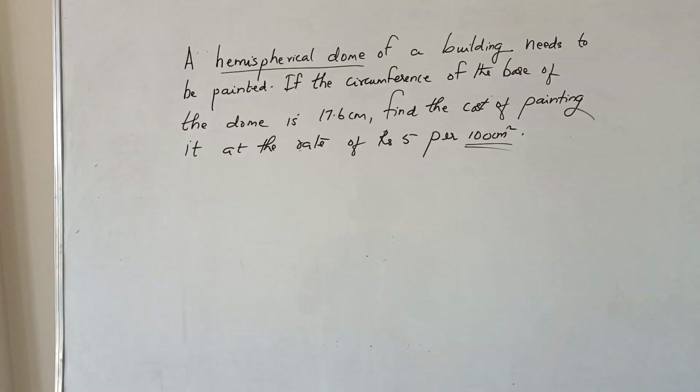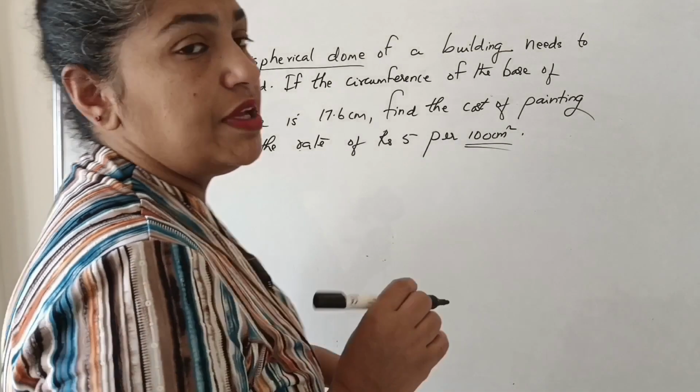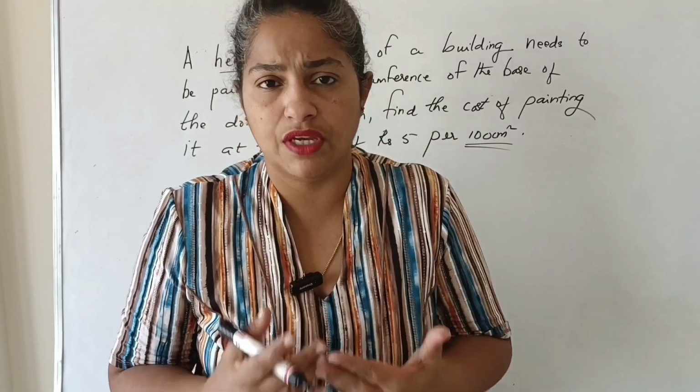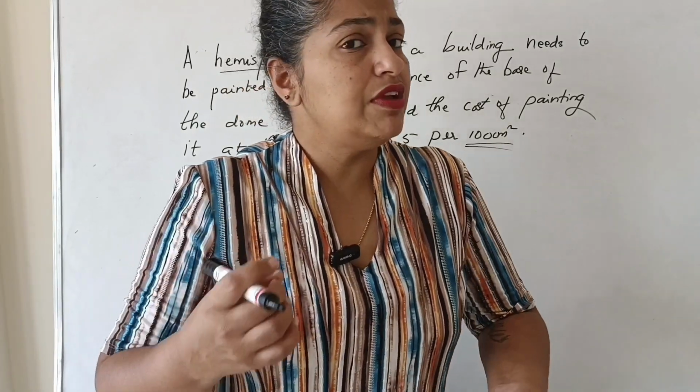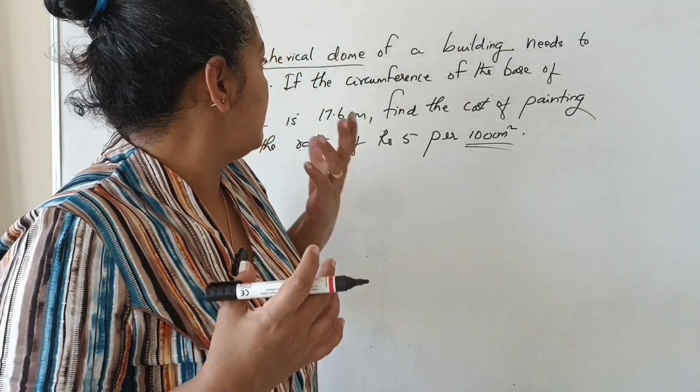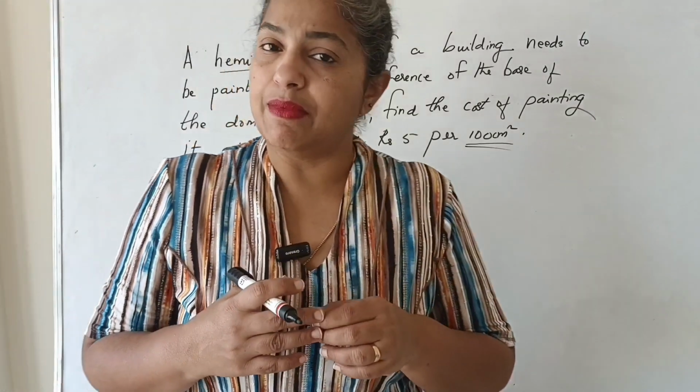Okay. A hemispherical dome of a building needs to be painted. If the circumference of the base of the dome is 17.6 centimeter, find the cost of painting it at the rate of rupees 5 per 100 centimeter square. Now, we are given the hemispherical dome. You have seen domes on the top of buildings. We need to paint the dome. And what is given to us? The circumference of the base is given.